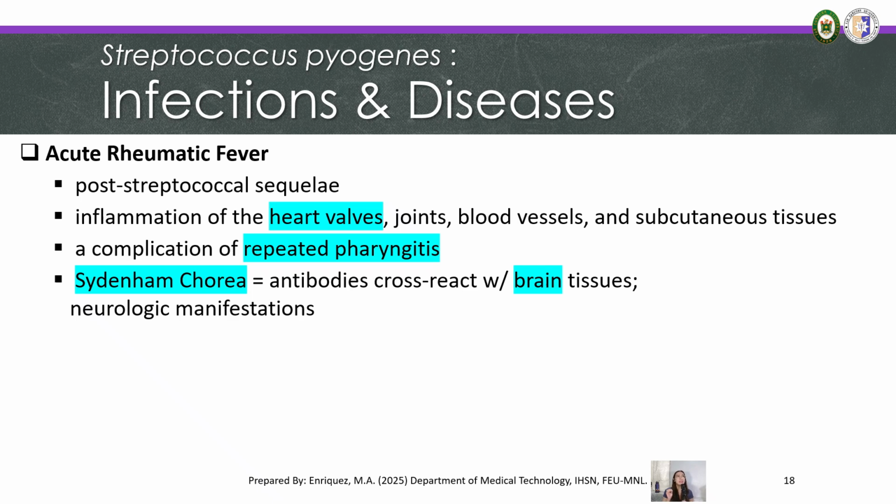But again, the pathogenesis is the same. Okay, there are excess antibodies. These excess antibodies bind to structures that are similar or cross-reactive with streptococcal antigens. Pero ayun nga po, pag acute rheumatic fever, ang main target dito ay yung heart valves. Pero kapag Sydenham chorea, ang main target dito ay brain tissues.